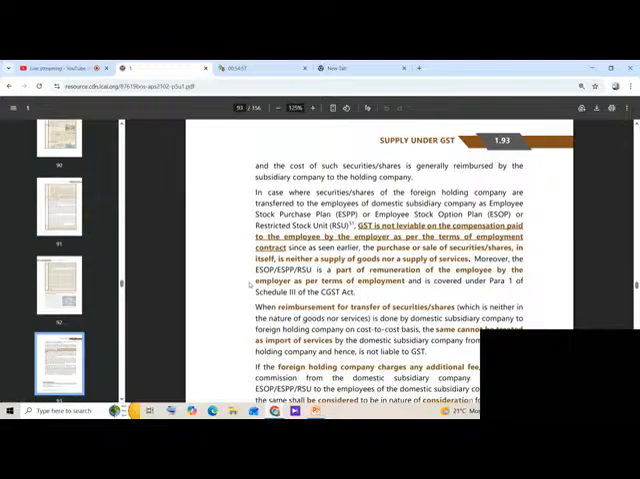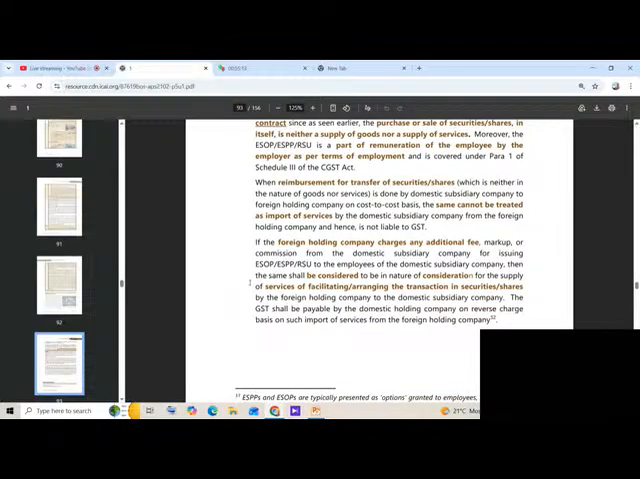the purchase or sale of securities or shares in itself is neither a supply of goods nor a supply of services. Moreover, the ESOP, ESPP, RSU is a part of remuneration of the employee by the employer as per terms of employment and is covered under Para 1 of Schedule 3 of the CGST Act.